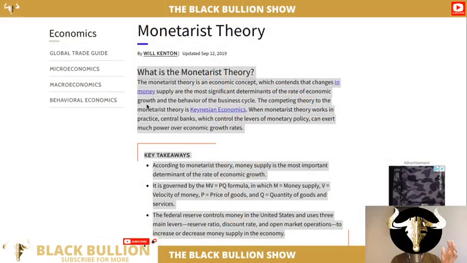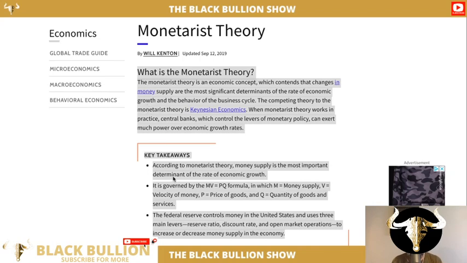Okay, so here's a quick synopsis of the monetarist theory. And it reads: the monetarist theory is an economic concept which contends that changes in money supply are the most significant determinants of the rate of economic growth and the behavior of the business cycle. The competing theory to the monetarist theory is Keynesian economics. When a monetarist theory works in practice, central banks, which control the levers of monetary policy, can exert much power over economic growth rates. Now, here are some key takeaways.